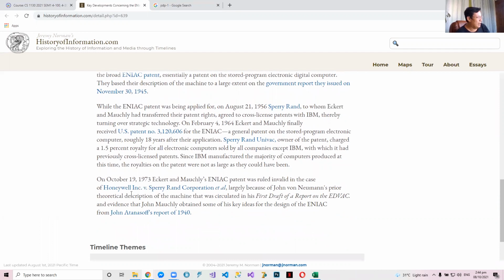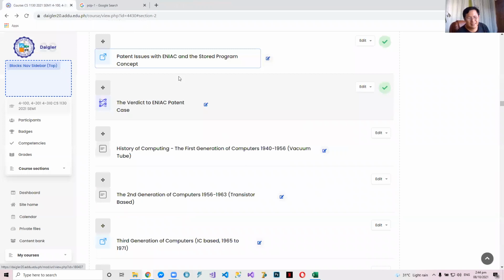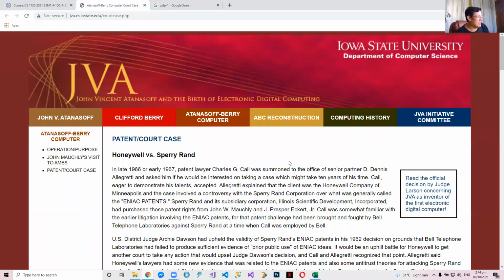Sperry Rand was sued by Honeywell Inc., standing in behalf of John Atanasoff. Who's John Vincent Atanasoff? In 1936, John Vincent Atanasoff invented the ABC computer, the Atanasoff Berry computer. They were sued to invalidate their patent. Why? Because the patent was not original. The original idea came from the ABC computer. And what was the verdict? That's the verdict: the patent was cancelled in 1973.